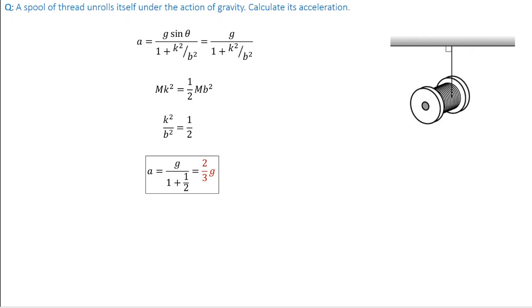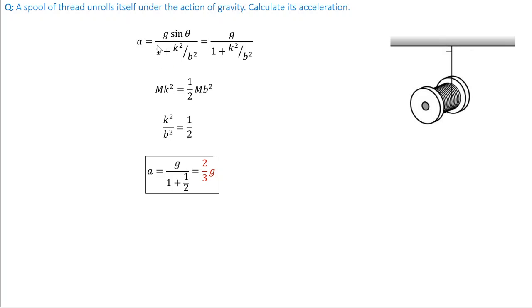Let's do a couple of quick problems related to rolling on an inclined plane. A spool of thread unrolls itself under the action of gravity. Calculate its acceleration. As shown in the figure, when you let the spool of thread go free, it is going to unroll, and you want to calculate its acceleration.